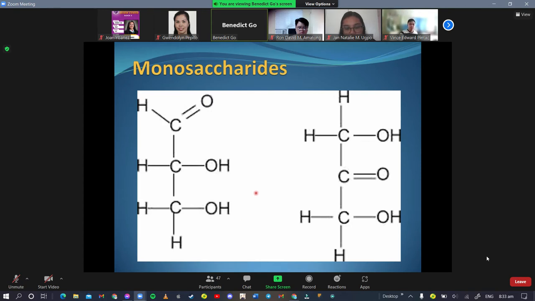Now, if you will notice on the left, you have an aldehyde. The most oxidized functional group is the aldehyde. And on the right, it's the ketose. So with 3 carbons, you have an aldotriose here. This is an example of an aldotriose called glyceraldehyde. On the right side, it's a ketone. Therefore, a ketotriose, an example would be dihydroxyacetone.